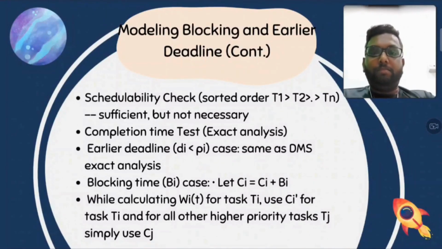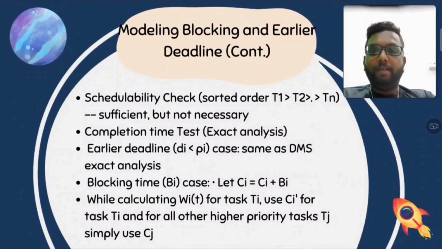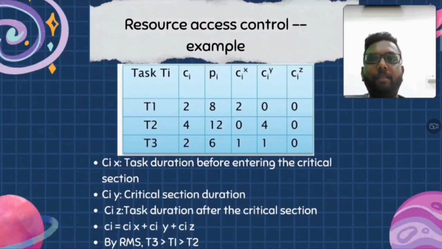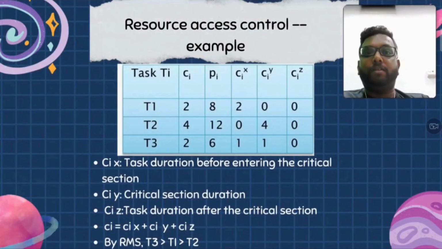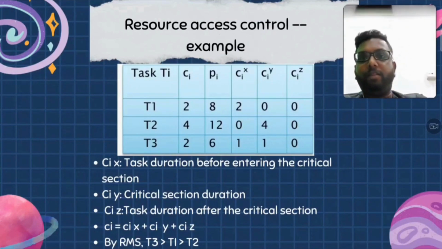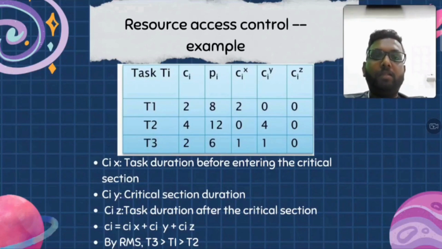While calculating the WI for the task TI, we use CI for task TI, and for all the higher priority tasks TJ we simply use CJ. So this is the resource external control. I'll give an example. For 3 tasks, we include the CI, PI, CI power of X, CI power of Y, CI power of Z. Task 1 will be 2, 8, 2, 0, 0. Task 2: 4, 12, 0, 4, 0. And task 3: 2, 6, 1, 1, 0.